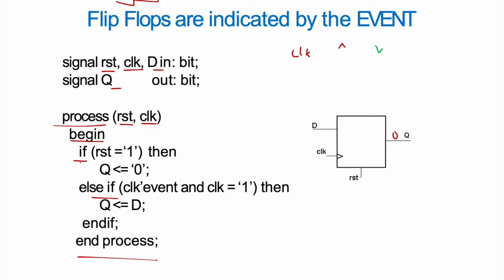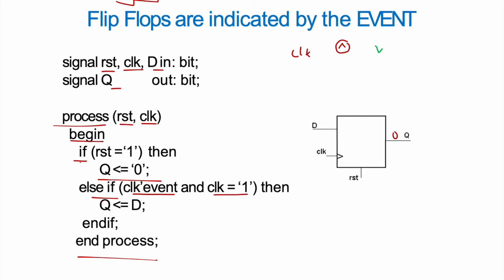Upon reset, set the output to 0. That's all we're doing at this point. Else, this is how we figure out the rising edge of the clock. We say else clock event. The event is looking for a change in the signal, right? Change state. It's a clock event and clock equals 1.